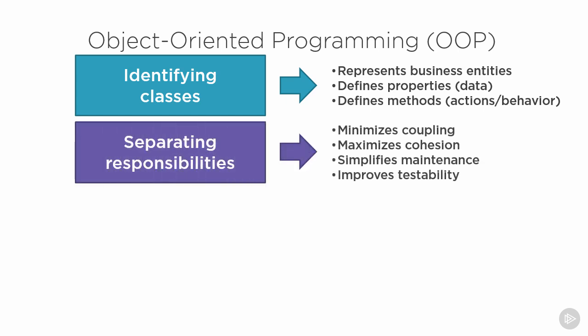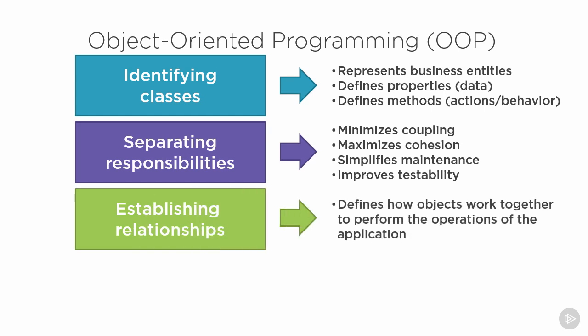Then analyze the classes you identified and separate responsibilities as needed. Minimize coupling by ensuring each class has a single purpose. Maximize cohesion by reviewing the properties and methods of each class to confirm each one belongs to that class. Single focus classes simplify maintenance and improve testability.